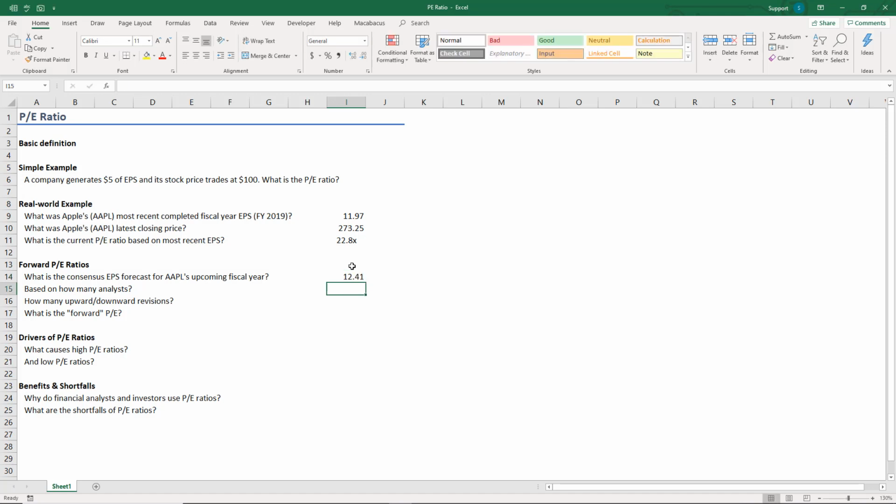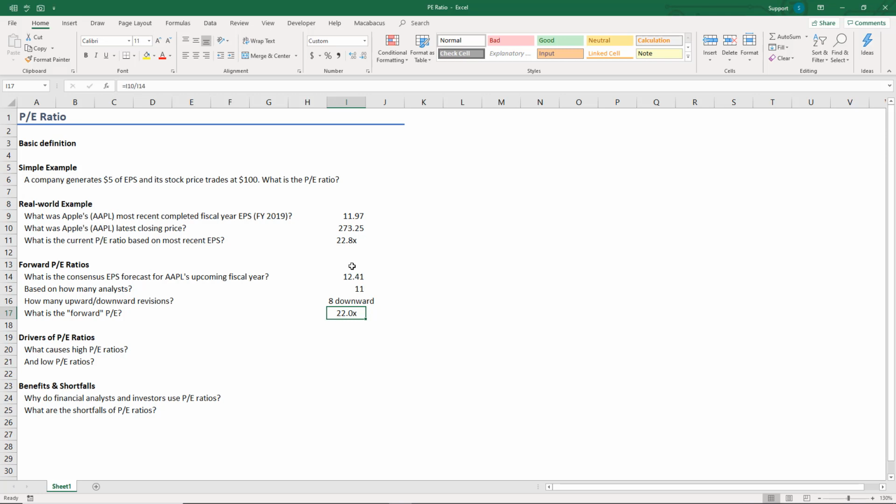Based on how many analysts? We said 11, and we said that 8 analysts have revised it downward in the last 4 weeks. What is the forward PE ratio? Well, I take the stock price that we used above, and I divide it by next year's earnings, the September 2020 earnings. And I get a PE ratio of 22 times earnings compared to almost 23 times. Now, why is that? Well, on a forward basis, I'm paying less because earnings are growing. So the PE ratio is only 22 instead of 23.